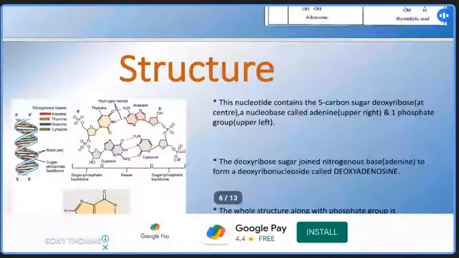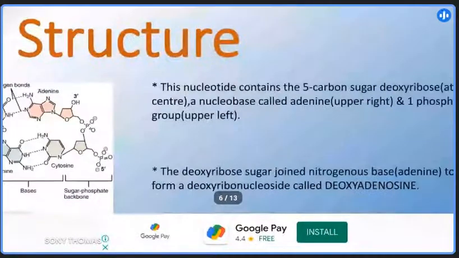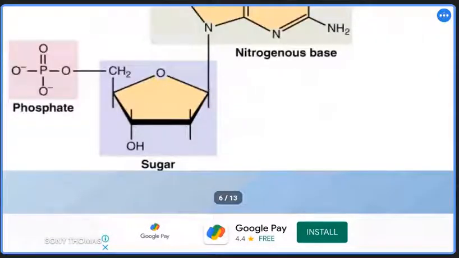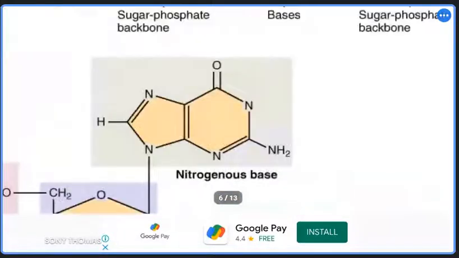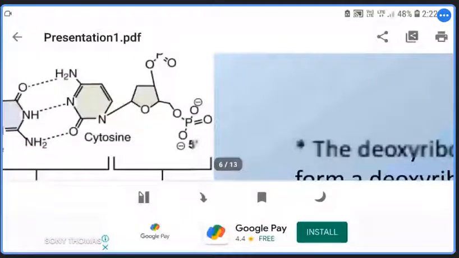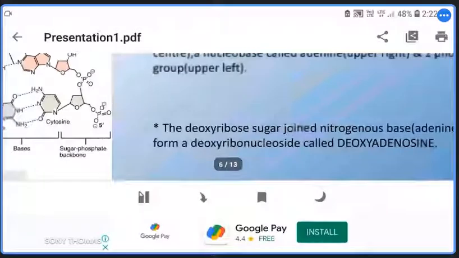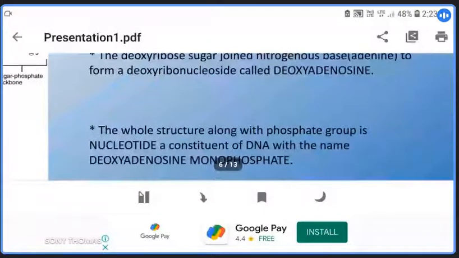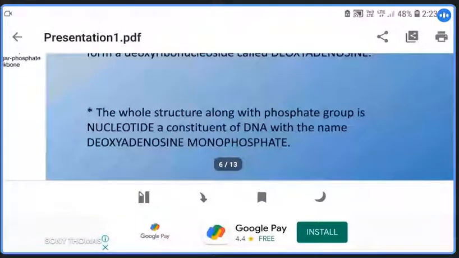Structure. This nucleotide contains the 5 carbon sugar deoxyribose at the center. This is the 5 carbon sugar, and a nitrogenous base, adenine, and a phosphate group. The deoxyribose sugar joined to the nitrogenous base forms a deoxyribonucleoside called deoxyadenosine. The whole structure along with the phosphate group is the nucleotide, a constituent of DNA with the name deoxyadenosine monophosphate.